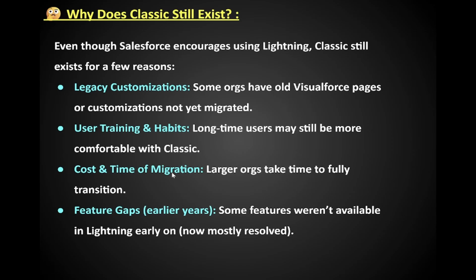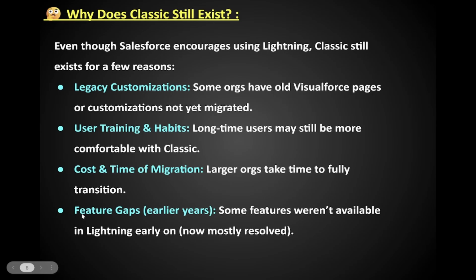And then there is the cost and time of migration. Larger orgs take time to fully transition. Some companies are using complex systems in Classic. If they want to migrate into Lightning and Salesforce completely removes the Classic view, then they have to spend a lot of cost to migrate into Lightning, right? They have to create separate code for the Lightning view, and it implies a lot of cost for that company. It is not cheap, because they may have to spend millions of dollars to move.